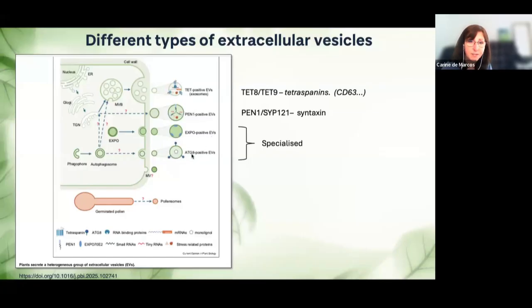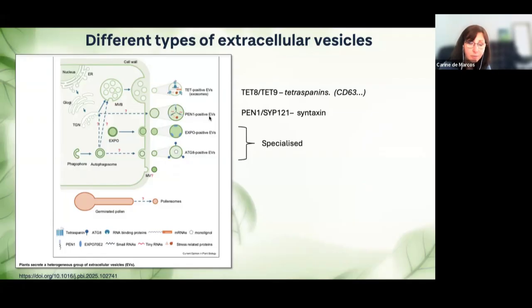These Expo positive EVs and ATG8 positive EVs are specialized EVs that are being studied, and we don't know a lot about those. But these 2 are mostly interesting for the mammalian field because these vesicles here are supposed to be labeled by proteins that we call TET8 and TET9. These are tetraspanins, similar to the mammalian CD63, for example. And these markers are colocalizing with markers of the multivesicular bodies, which suggests that they might be of an exosomal origin.